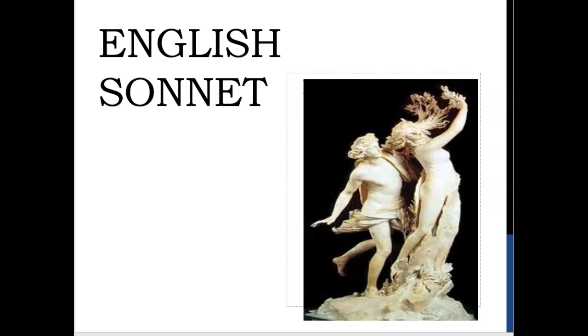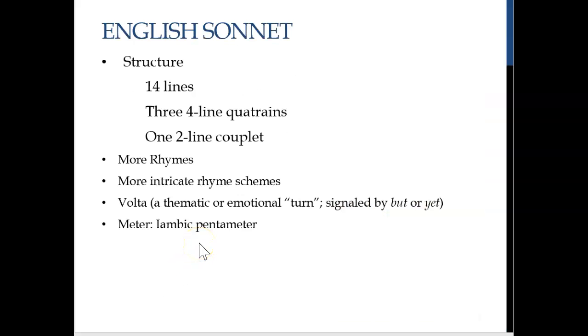Hello again. In this video, I'm going to talk about the poetic form we call the English sonnet, not only very popular in the 16th century, but a structure, a form of poetry that poets still explore today. Now, to sum up, any sonnet is a 14-line poem. In the English version, there typically are three 4-line quatrains, and then a 2-line couplet that concludes the poem.